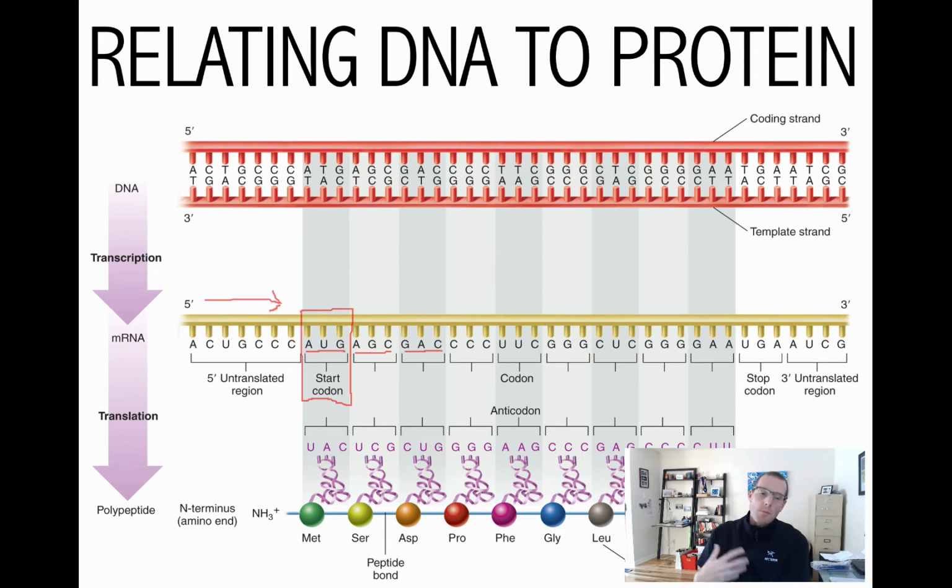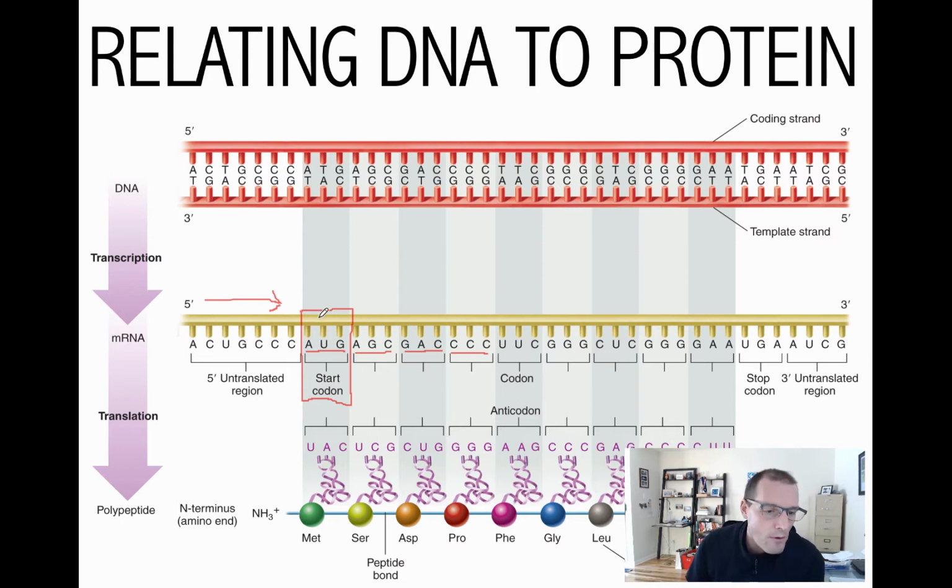So this prevents the ribosome picking something random and then reading from there, because AUG, followed by AGC, followed by GAC, followed by CCU, will give you the sequence of amino acids methionine, serine, aspartic acid, proline, and then so on as we go through the mRNA.